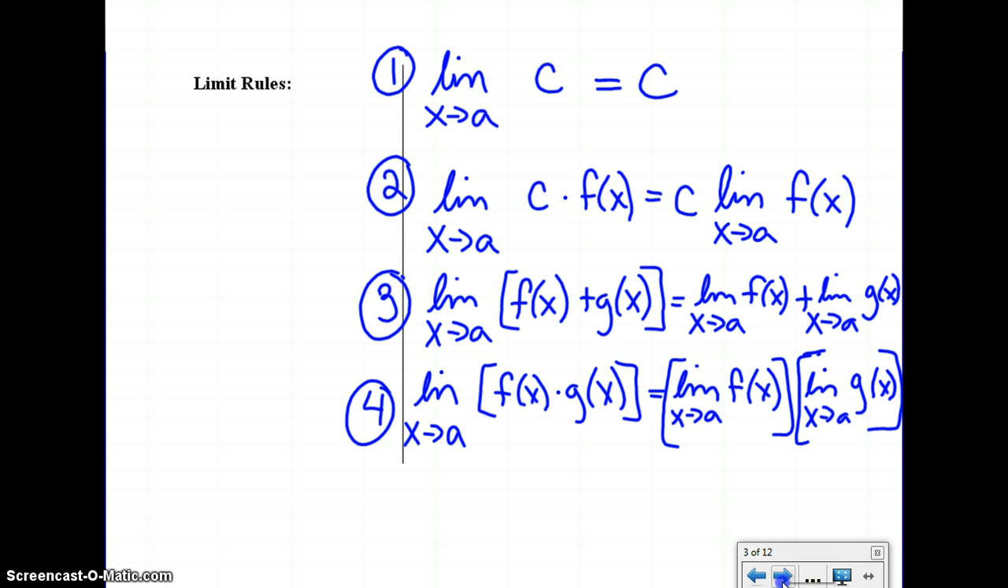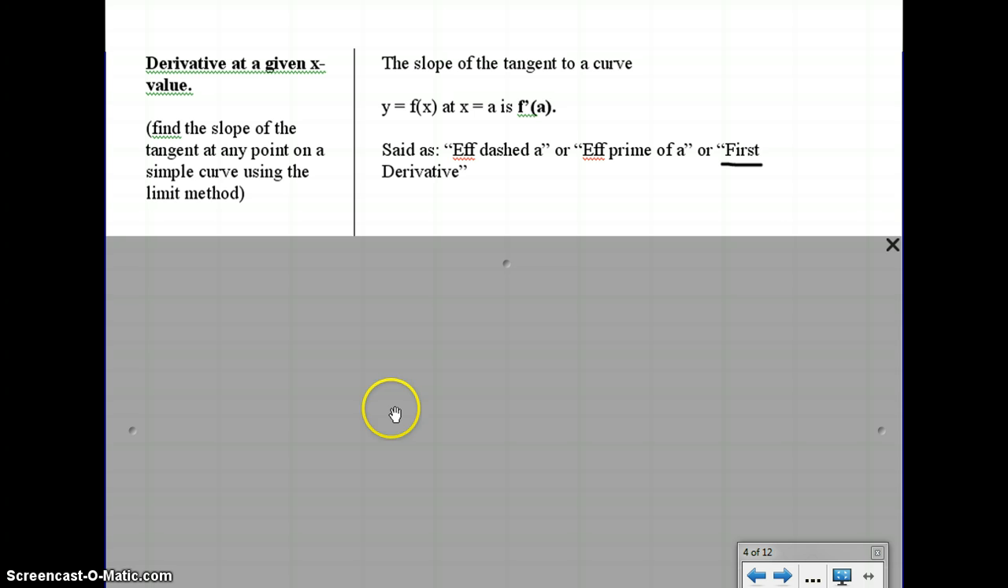So this brings us to a very exciting point in our calculus career. What we've been talking about as the instantaneous rate of change is also known as the derivative. So we are entering a unit called differentiation. And differentiation is about how we take the derivative of a function at certain values of x. So the derivative at a given x value: find the slope of the tangent at any point on a simple curve using the limit method. That's really what we're doing.